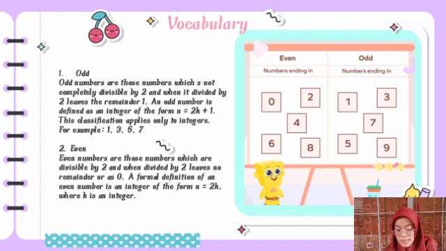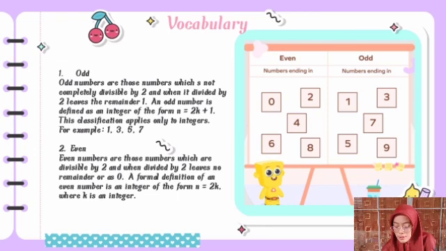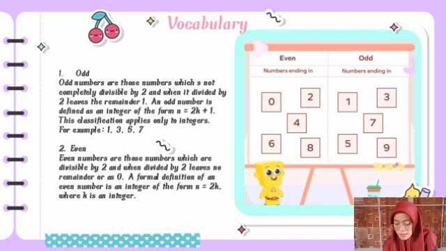Number 2 is even. Even numbers are those numbers which are divisible by 2, and when divided by 2 leave no remainder, or 0. A formal definition of an even number is an integer of the form n equals 2k, where k is an integer. We can see on the right side an example of odd and an example of even.